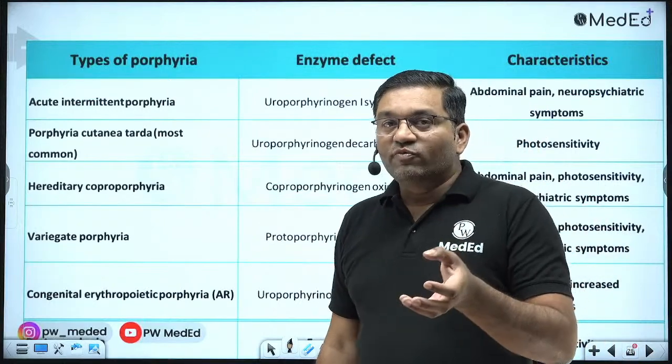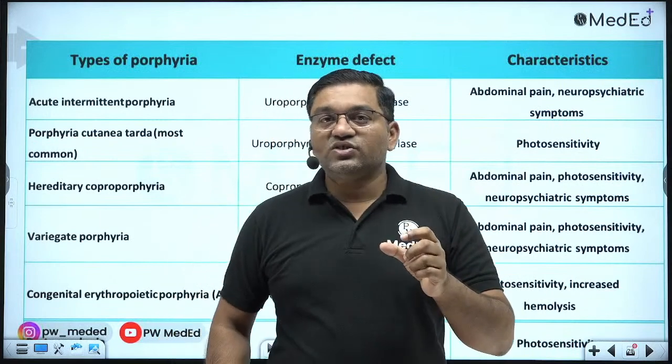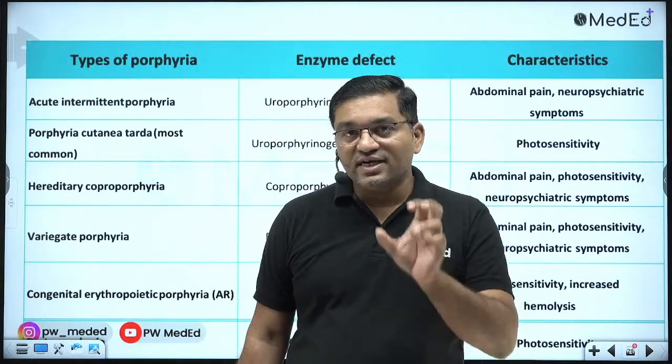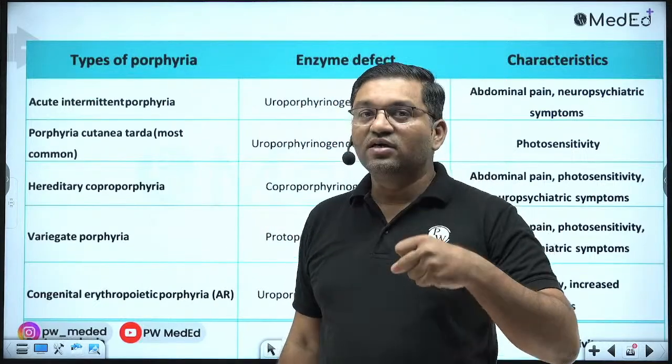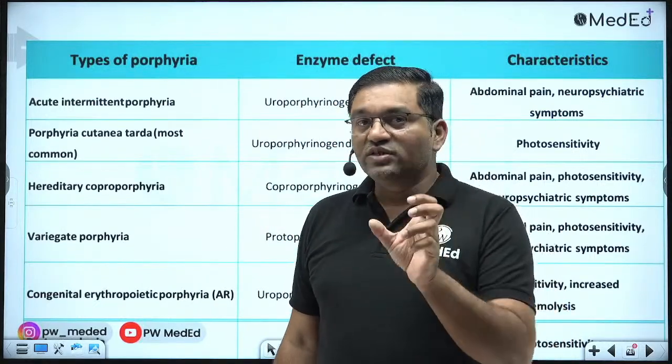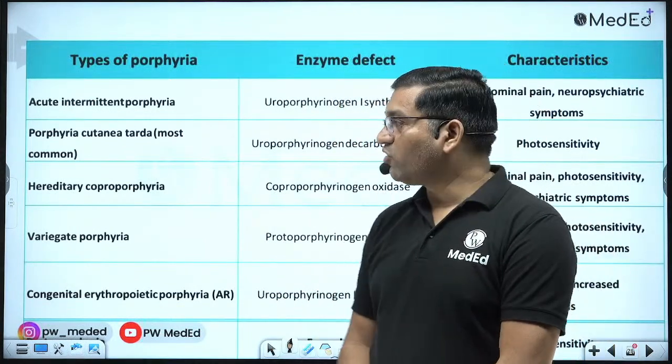So hepatic porphyria occurs when there is a defect in hepatic synthesis, because heme synthesis occurs in the erythroid precursor cells and the liver. When there is a defect in hepatic heme synthesis, it causes hepatic porphyria. When it is in the erythroid precursor cell, it causes erythropoietic porphyria.